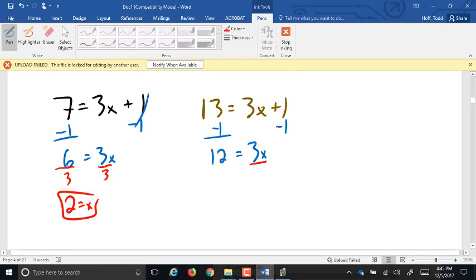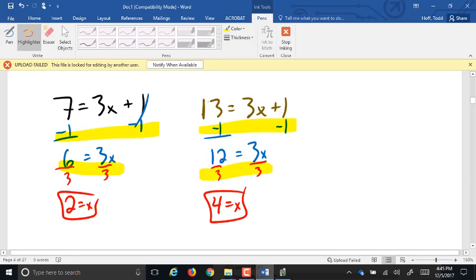And I would divide by 3. I get 4 equals x. You'll notice I took the exact same steps to solve that equation, but I had a different answer. Because this part of the equation was the same, but this over here was different.